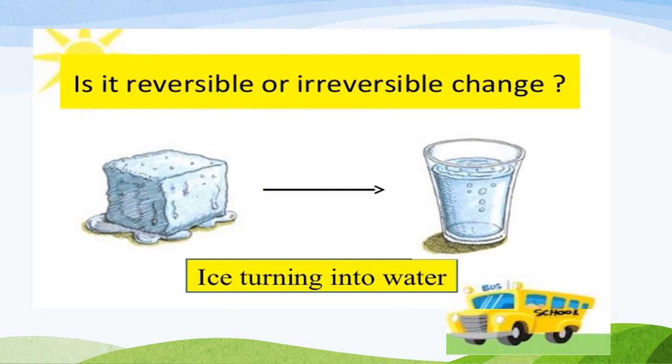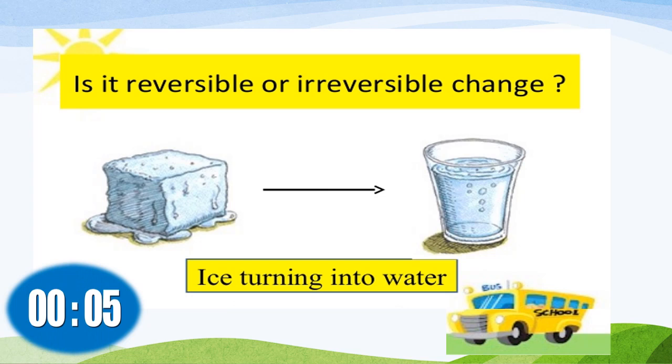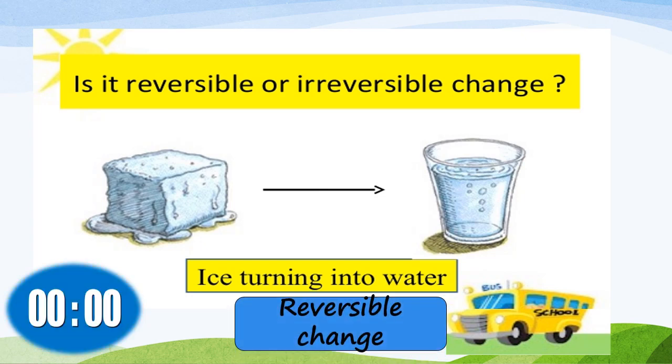Well, everyone, I know you're all quite happy to see this image because this is a very common and familiar example for all of you. Ice turning into water. It's melting, na? So what do you say? Is it a reversible change or an irreversible change? Yeah, your time is going so fast. Oh, it's 0. But you're right, it's a reversible change.